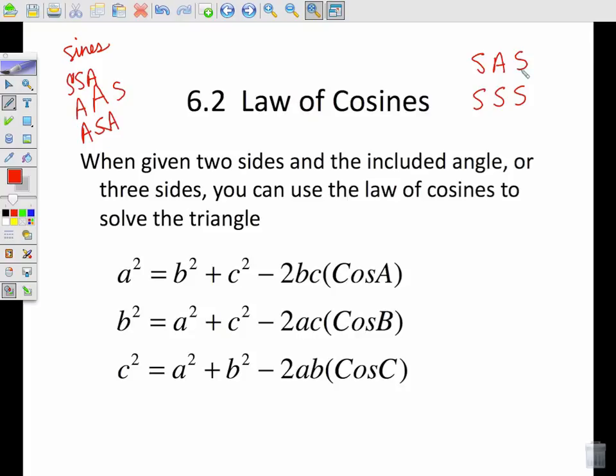Okay, so in this case here we have to know two sides, included angle, or three sides, and then you can use the law of cosines to solve. Here are the formulas, and again you can ignore the A's, the B's, and the C's somewhat. You've got the side squared opposite angle cosine there, and then the rest of the sides are included in the formula here. So take a minute here and at least write down the formulas.